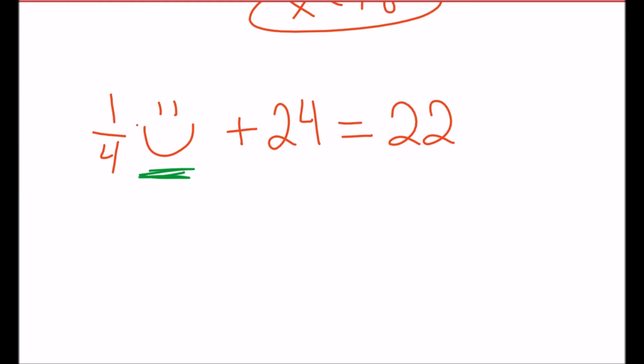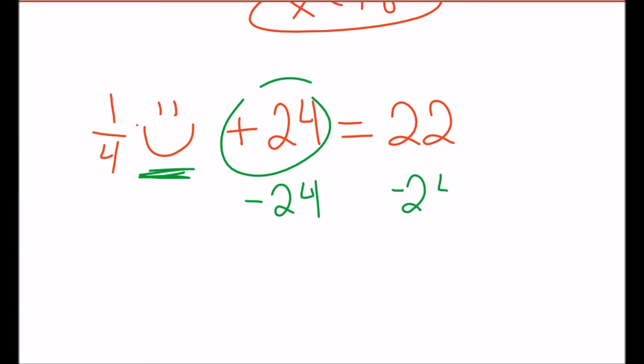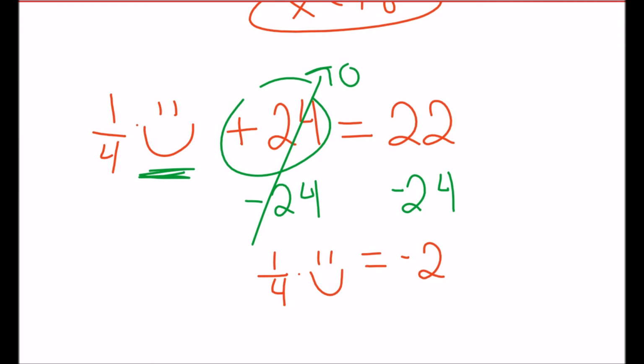We want to get the smiley face all by itself. So let's get rid of this 24. So how do we get rid of the 24? Well, right now it's being added, so let's subtract it, minus 24. What you do to one side, you gotta do to the other. So that's going to go to 0, and it's going to leave us with 1/4 times a smiley face. That's going to equal -2.